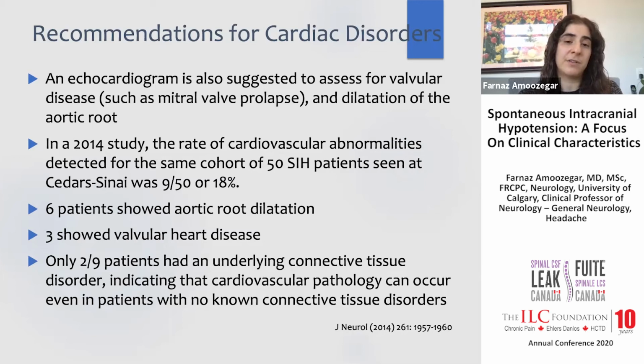In another study in 2014, looking at the rate of cardiovascular abnormalities detected in the same cohort of 50 patients that were seen at Cedars-Sinai, it was found that 9 out of 50 patients, or 18%, did have some sort of cardiovascular abnormality. Six of these showed aortic root dilatation and 3 showed valvular heart disease. And only 2 out of the 9 patients had an underlying connective tissue disorder, which indicates that cardiovascular pathology can occur even in patients that don't have a known connective tissue disorder. So it can be even outside of the context of that.